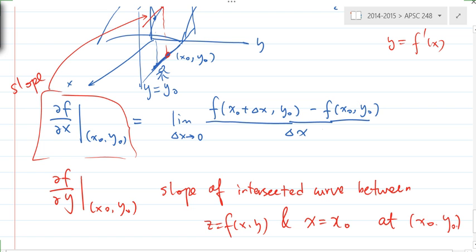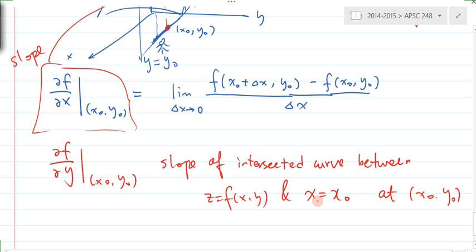Because if you're talking about the general ones without x naught, y naught, it's just a general case with a certain value of x. But this is specifically like this. Is that good? That's the geometric meaning. So the slope concept is very important. Understand this slope concept.